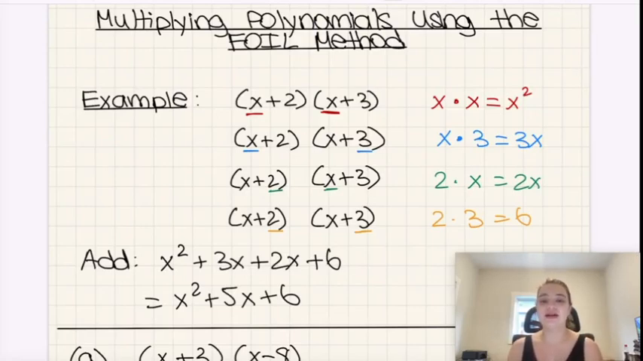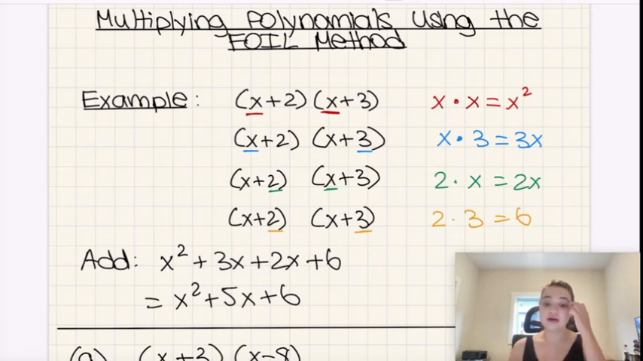Today we're going to be learning multiplying polynomials using the FOIL method. Now FOIL is an acronym. It stands for first, outer, inner, last. And I'm going to explain how FOIL translates to how we multiply polynomials.